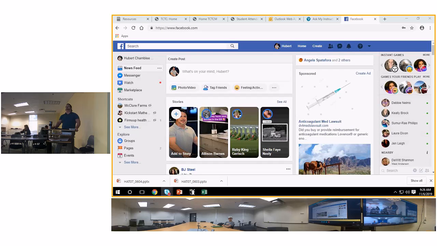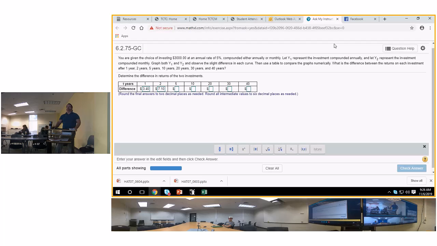Because it kind of takes a little bit. There's 2 or 3 different ways you can do it. Here's the problem. So go ahead and write it down. It is a good test question.